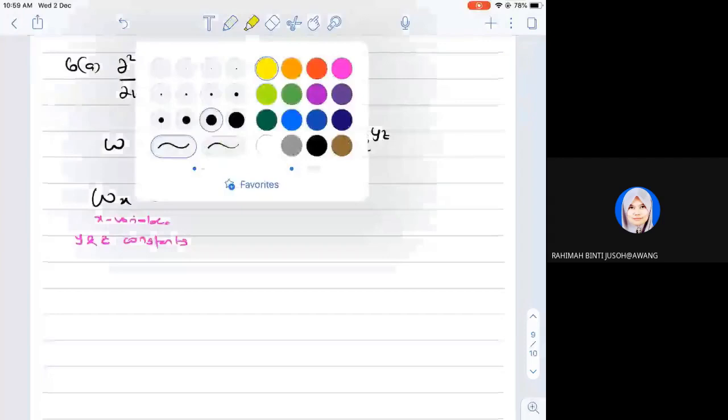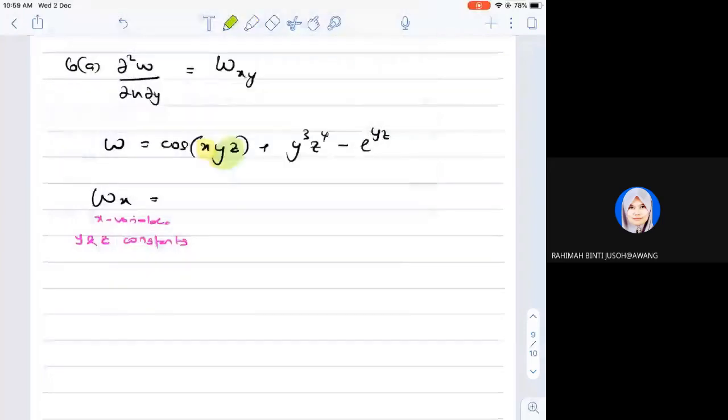Okay, so now let us do this slowly. We differentiate cos xyz with respect to x. What happened, guys? What's the constants now? Y, z, right? Bring yz to the front. Yes, very good. Bring yz to the front and differentiate cos, we will get negative sign, isn't it? So negative yz sine xyz.